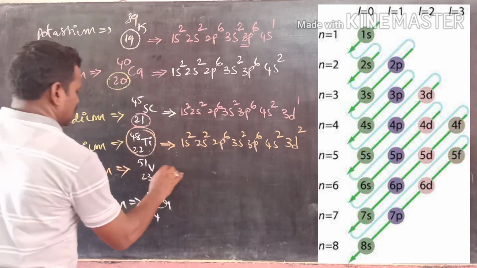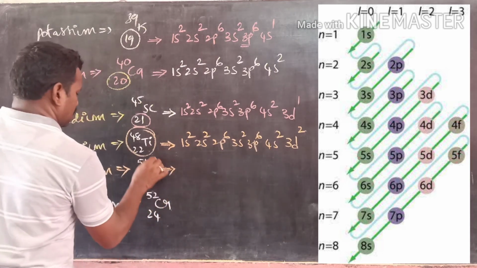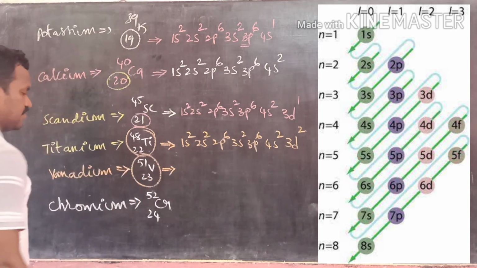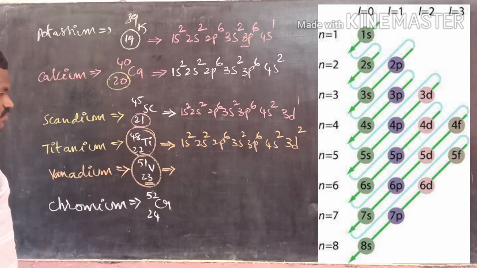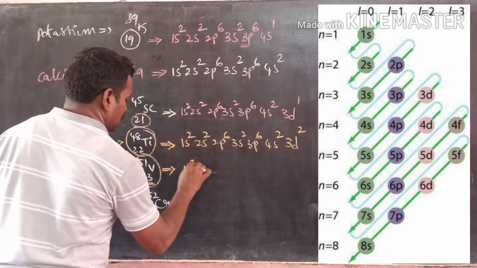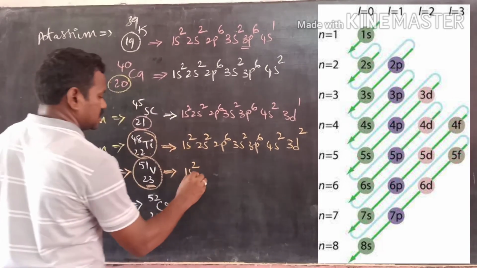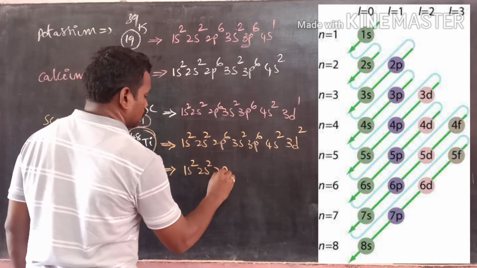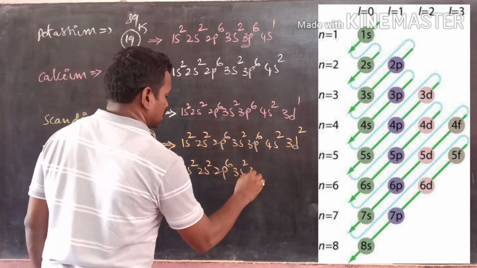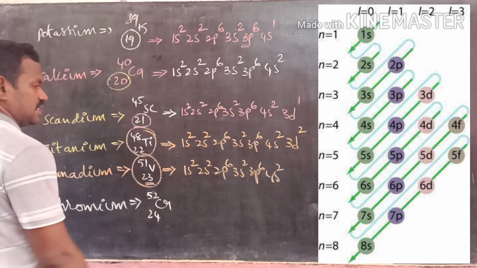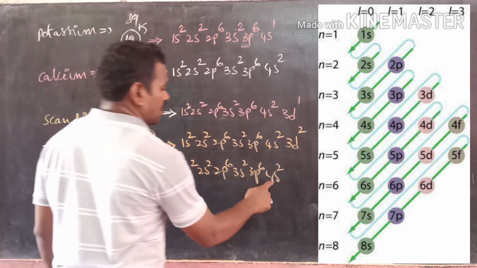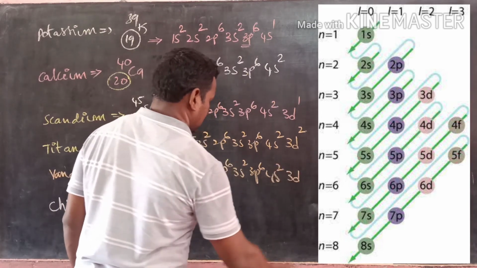Now the next element is vanadium, whose atomic number is 23 and mass number is 51. That means it contains 23 protons and 23 electrons. These 23 electrons are accommodated like this: 1s2, 2s2, 2p6, 3s2, 3p6, 4s2. Till now 20 electrons are completed. After 4s the electrons enter into the 3d.